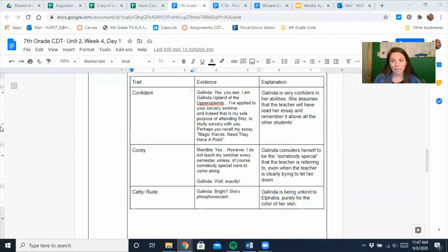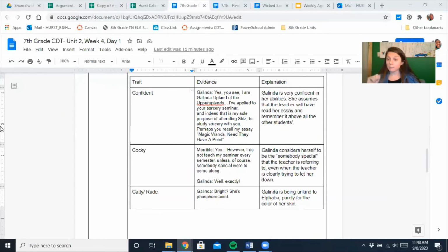So she's like, I want to be in your seminar. And the professor's like, I don't teach my seminar every semester unless there's somebody super special. And Galinda's like, exactly. She thinks she's the someone special. But clearly the teacher's trying to tell her no. And then she's almost downright rude when she's talking about Elphaba, who again is green, and the professor's like, you're very bright. And she says, she's phosphorescent, which means she's glowing. She's making a rude comment about the color of her skin.